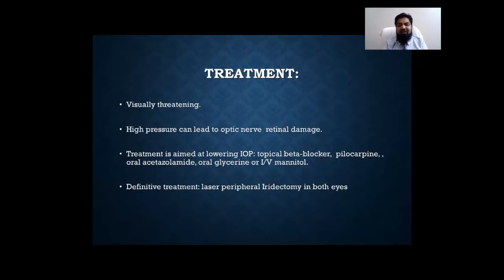For that we give some drugs. Sometimes we admit the patient and give oral acetazolamide, IV mannitol 250, as well as glycerin sometimes, and then when the pressure is decreased to 30-35, we can add a beta blocker and pilocarpine. When the patient is stable, we examine the angle, and in some cases we do laser peripheral iridectomy.